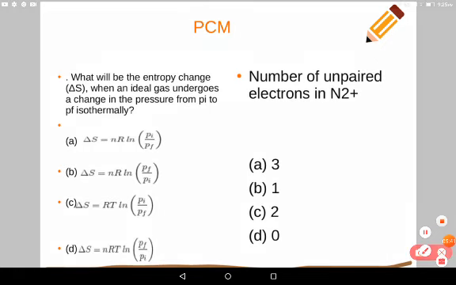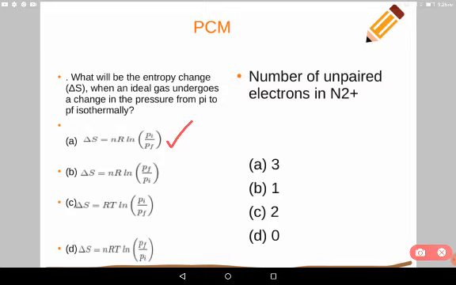Now the next question is, what will be the entropy change delta S when an ideal gas undergoes a change in pressure from Pi to Pf isothermally? So this is a direct formula question, and yes, why I included it is that you should brush up the formulas, okay? So here we can clearly say that the first option is the correct one. When an ideal gas undergoes a change from pressure initial to pressure final isothermally, it will be nR ln Pi by Pf, or we can also say that delta S will be minus nR ln Pf by Pi according to the laws of logarithm, okay?